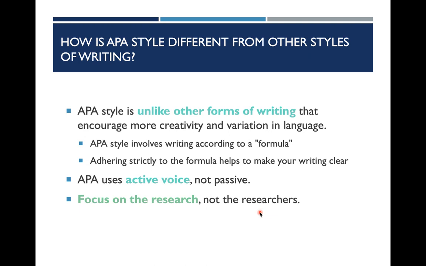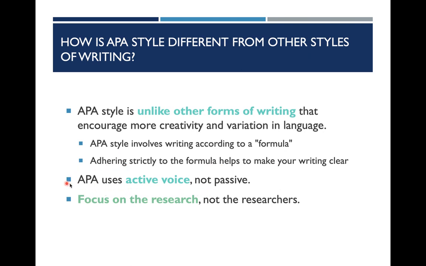Again, this is a little summary of what I just talked about. APA style is probably a bit unlike other forms of writing that you've had in the past. MLA and to some extent Chicago encourage creativity and variation. APA style is much more formulaic. It's much more rigid. It's much more strict and scientific.